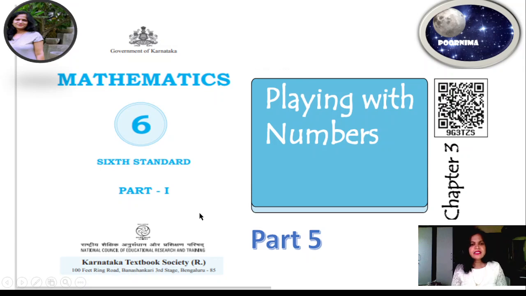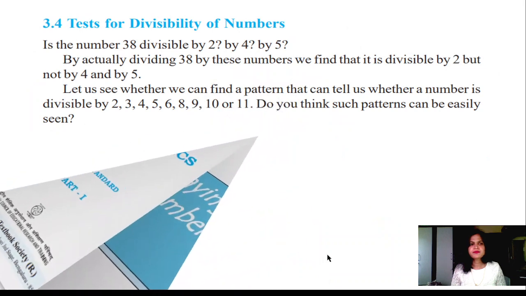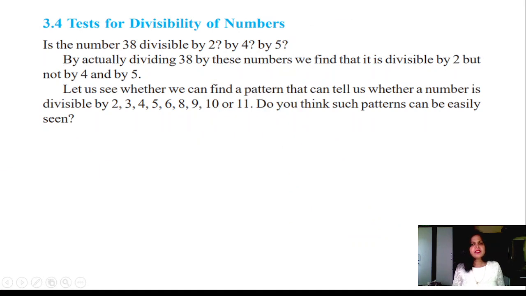Welcome. Mathematics 6th Standard Part 1, Playing with Numbers, Chapter 3, Part 5: Test for divisibility of numbers. Is the number 38 divisible by 2, by 4 and by 5? How do you find this? By actually dividing 38 by these numbers, we find that it is divisible by 2 but not by 4 and 5. Let's do this.